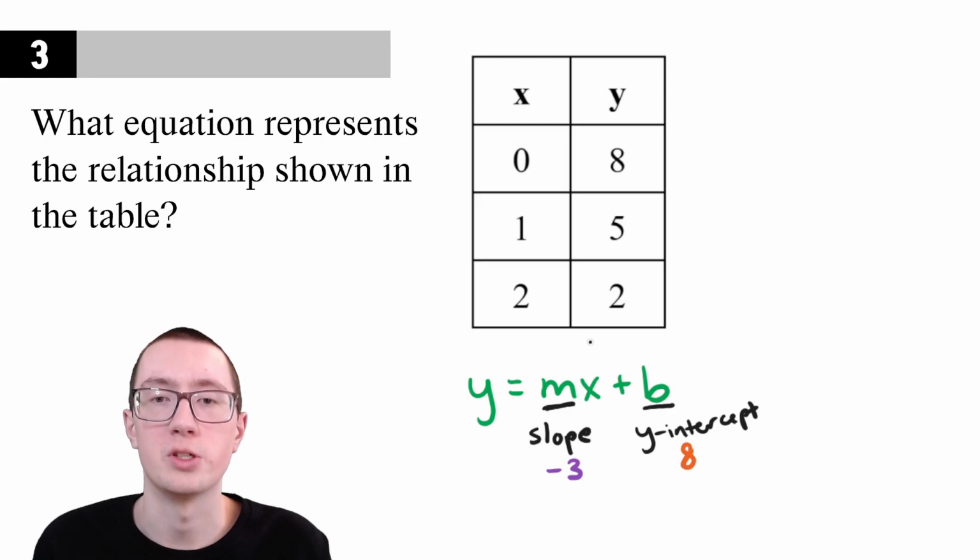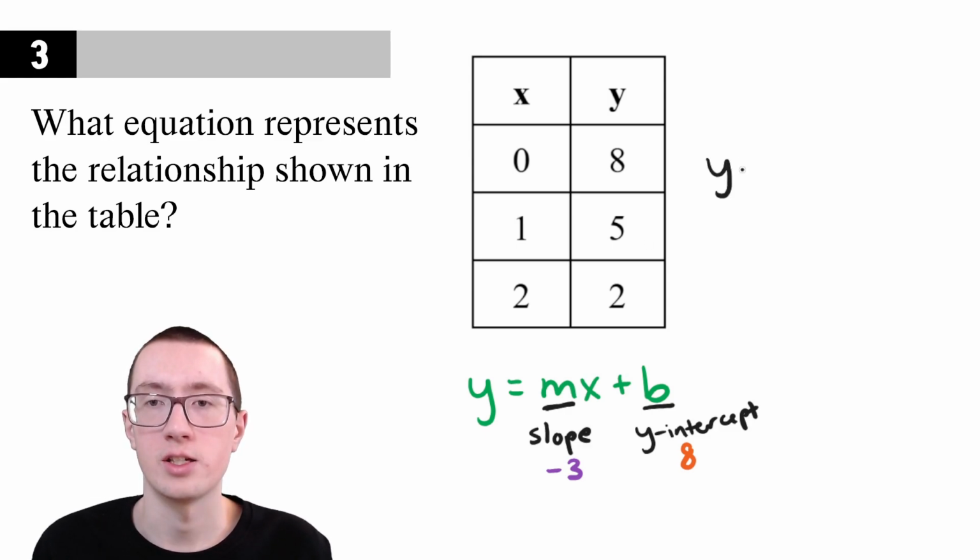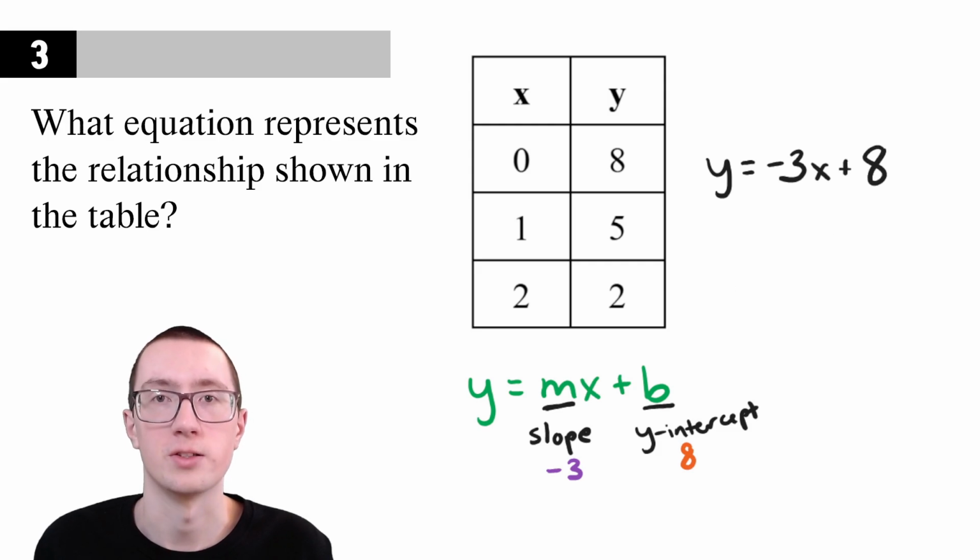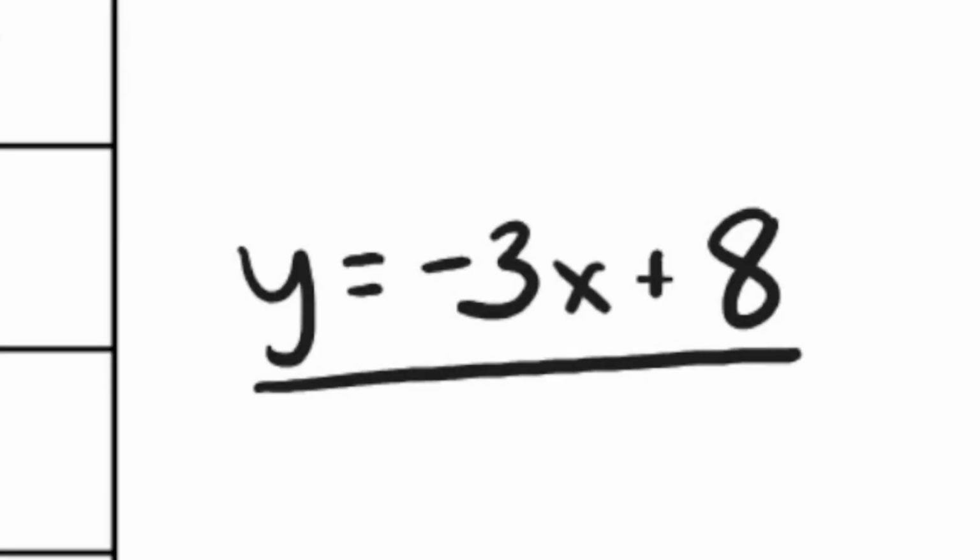So now all we have to do is rewrite y equals mx plus b, but with our slope and y-intercept, just like before. So we're going to have y equals, and then instead of m, we're going to have -3x, plus 8 instead of b for our y-intercept. And this is our final equation of the table.